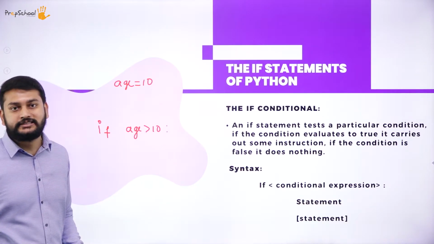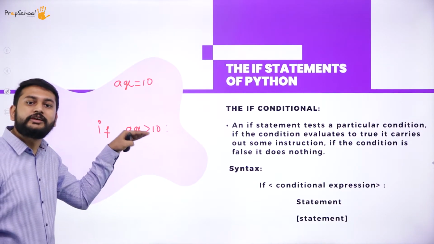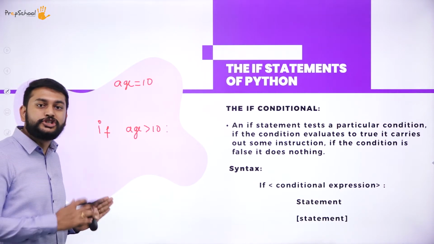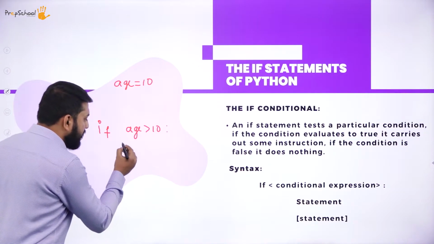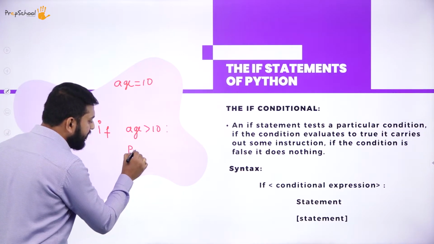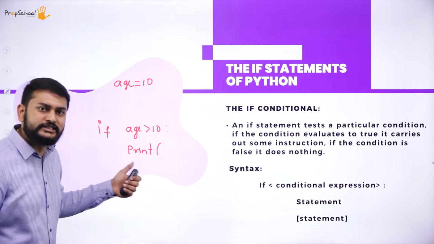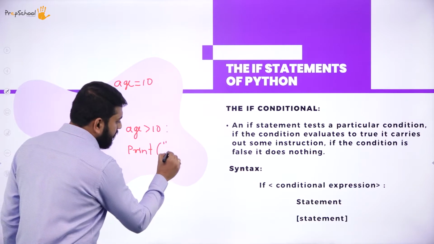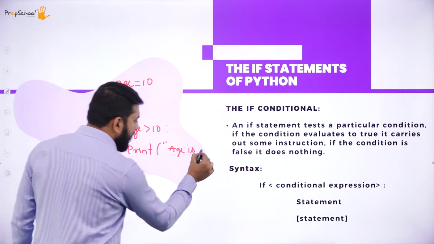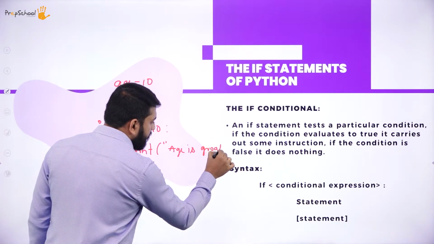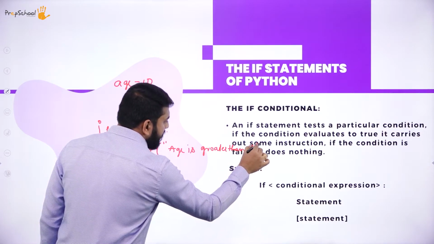Please understand this. If I have a colon here, the next statements that I am going to have in this if block should get indented. So I have to give one tab space. Then I have to write print. Should I use parenthesis? Yes. Print age is greater than 10. Let me just write it like this, right?